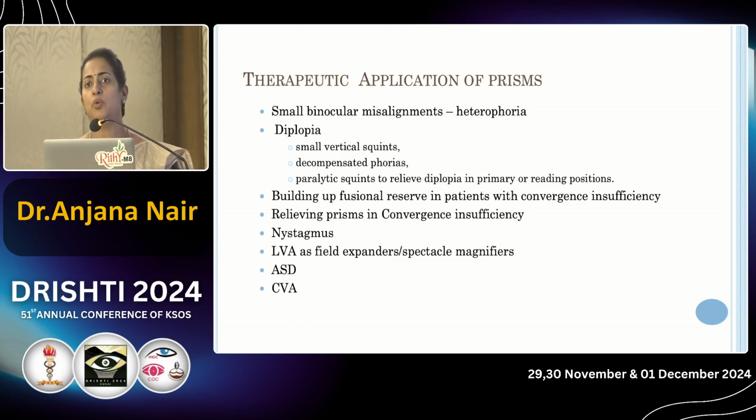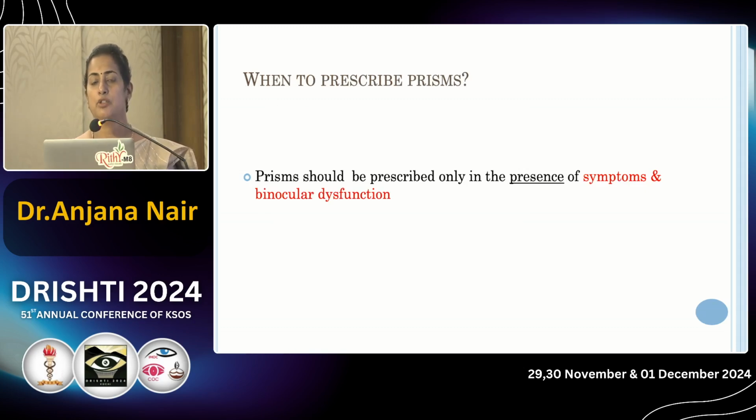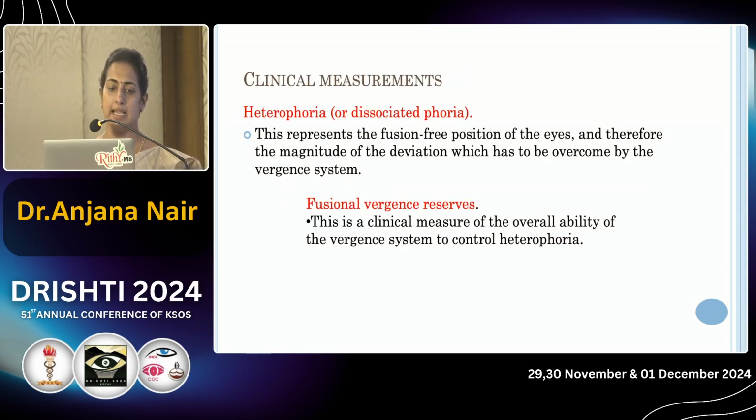So when do we think of prescribing prisms? We can think of prisms when the patient presents with asthenopic symptoms, and when you make an assessment, you find that the patient has a binocular dysfunction. In such scenarios, you can think of prescribing relieving prisms for correcting the misalignment. Before prescribing prisms, you have to make two clinical measurements.